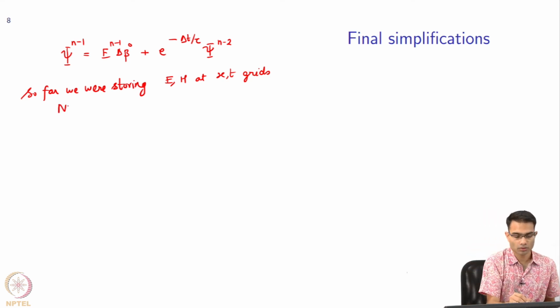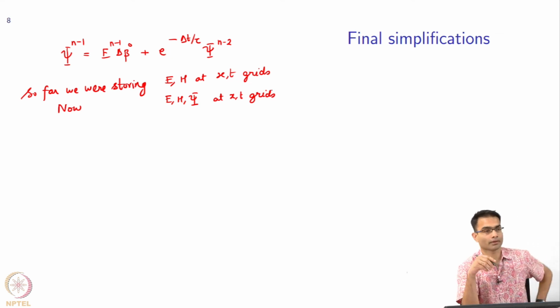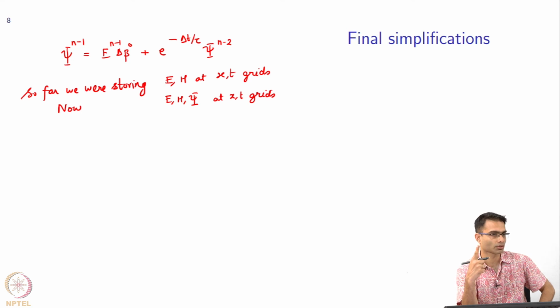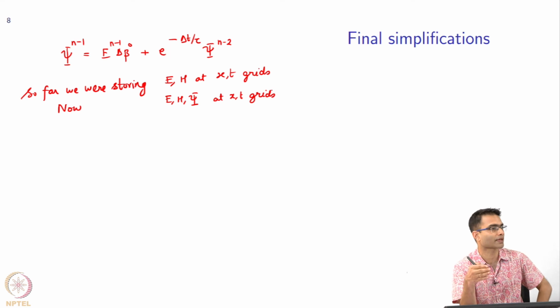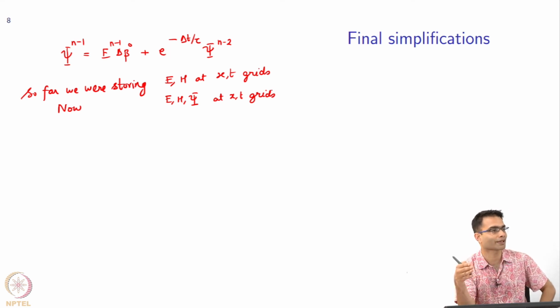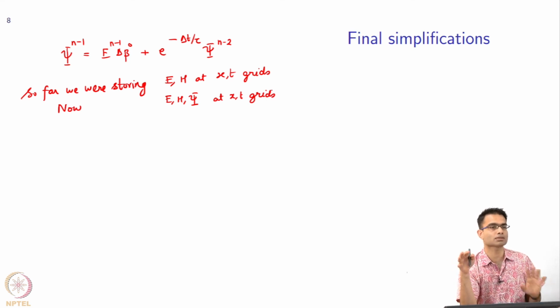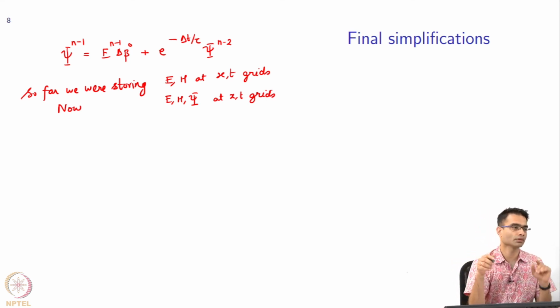Now, what do we have to do? E, H and psi at space time grids. So my computational load has increased by one more variable that I have to store. Now, if I initialize this psi properly, then every time I want to evaluate psi, I just need one past value. It's just like the electric field update. I need one past value of electric field, one past value of magnetic field to get the current E and H. Same thing is happening now. My price is to store one more auxiliary variable, right.